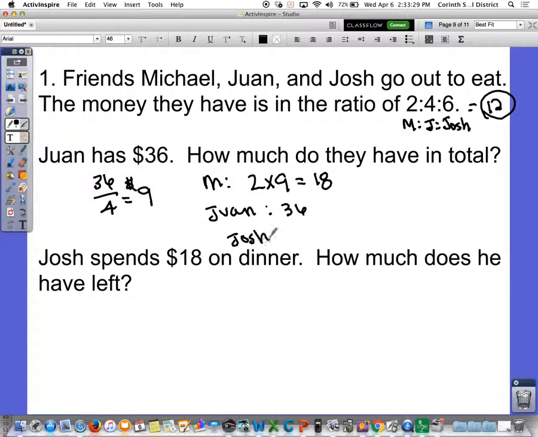And Josh has 6 times 9. He's got 54. So when we add all these up, 36 plus 54 is 90, plus another 18 is 108. So they have a total of $108. Josh spends $18 on dinner. How much does he have left? Well, of course, you just do at this point 54 minus 18, which is $36.